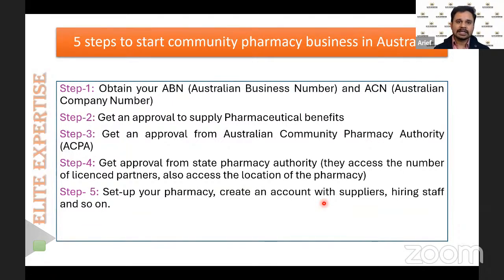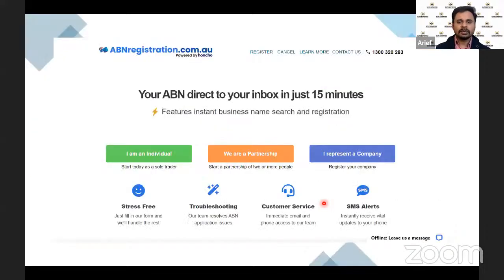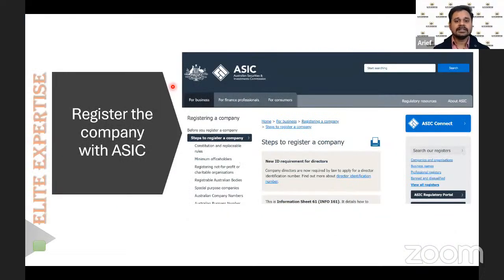So these are the 5 basic steps which are involved in order to start a pharmacy business in Australia. So let's have an overview through all these steps. The first step I mentioned is to get the Australian Business Number. It is quite easy, and everything is online. So we can register for the ABN. And once we get the ABN, the next step is to register with the Australian Securities and Investments Commission, ASIC, to get the Australian Company Number, ACN. So we'll get the ABN and the ACN.